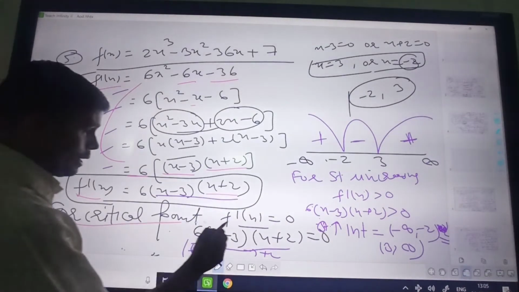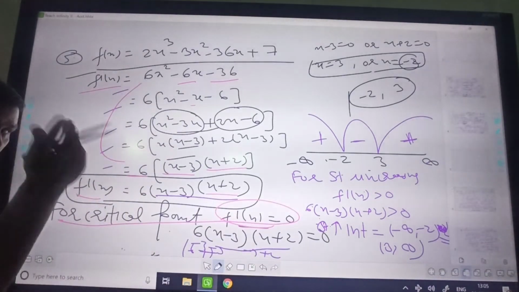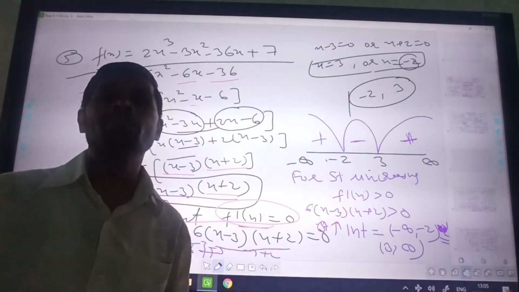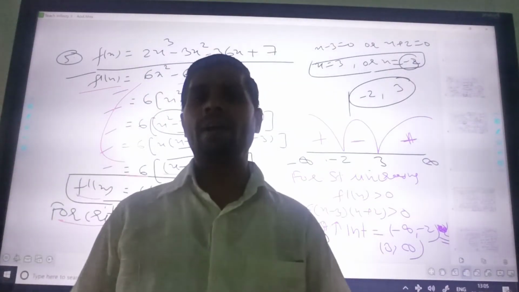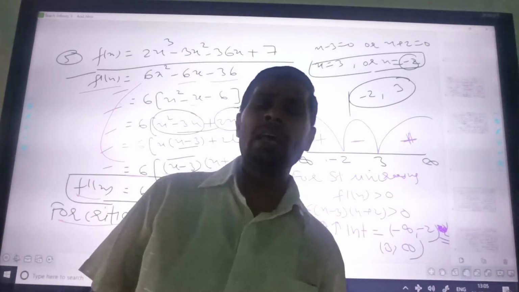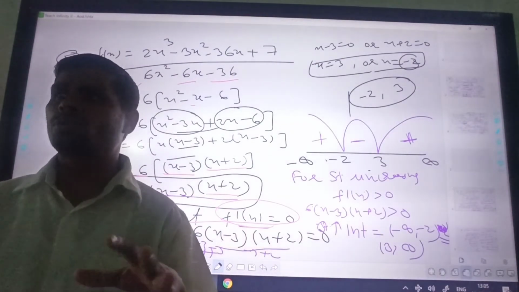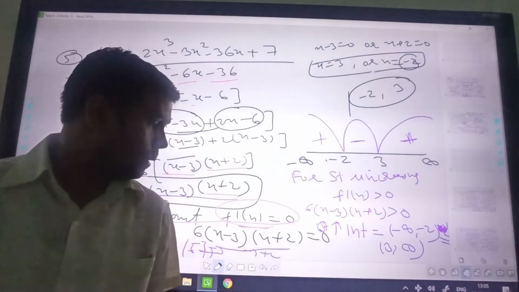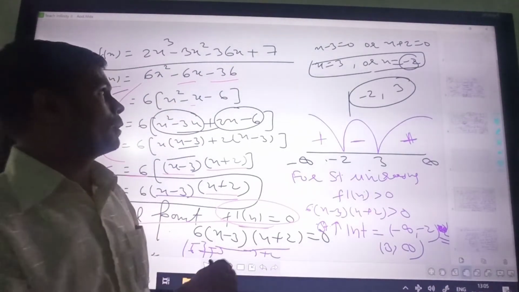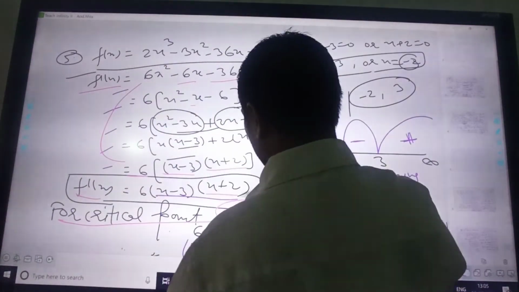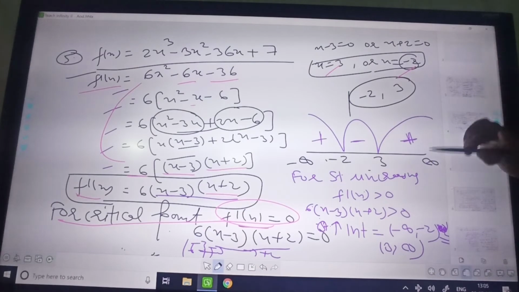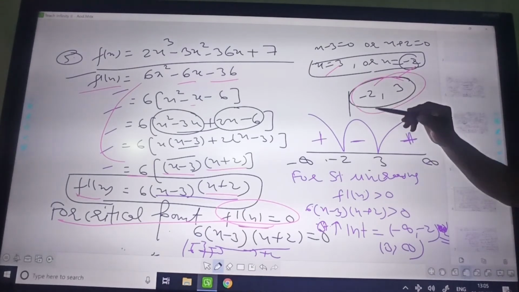For the critical point, f dash x equals 0. As in the previous question I told you, after calculating f dash x, you will find the critical point. To find it, simply put f dash x equals 0, and after that you will find the values of x; those will be our critical points. So here, after putting this equal to 0, I come to know that x equals 3 and x equals minus 2. We have got the two values, minus 2 and 3.